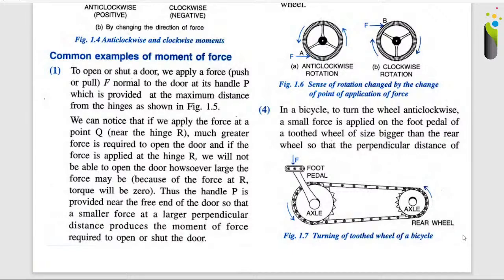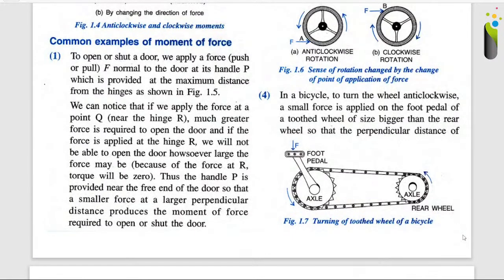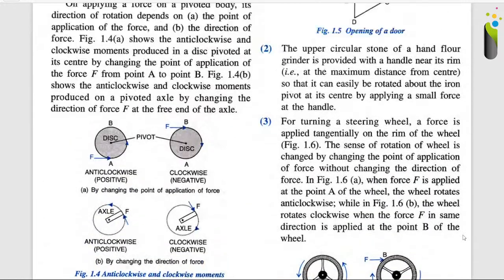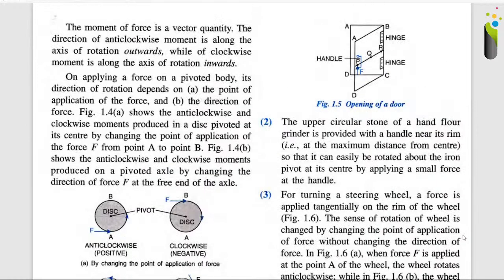Okay. We can notice that if we apply the force at a point Q, that is near the hinge R, much greater force is required to open the door. And if the force is applied at the hinge R, we will not be able to open the door, howsoever large the force may be. Because of the force at R, torque will be zero. Thus, the handle P is provided near the free end of the door, so that a smaller force at a larger perpendicular distance produces the moment of force required to open or shut the door. So, look at this figure again.